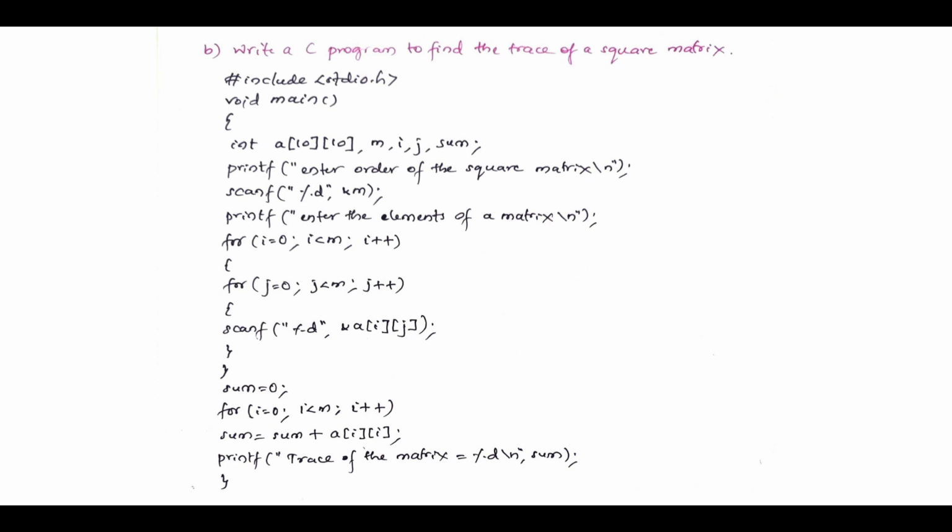Then before finding the sum of diagonal elements, we are going to assign sum as 0. Now we are going to loop through the matrix, that is sum equal to sum plus a[i][i]. a[0][0] means first diagonal item, a[1][1] means next diagonal item, a[2][2] means next diagonal item, a[3][3] means, like that it will be calculated and it is stored in sum.